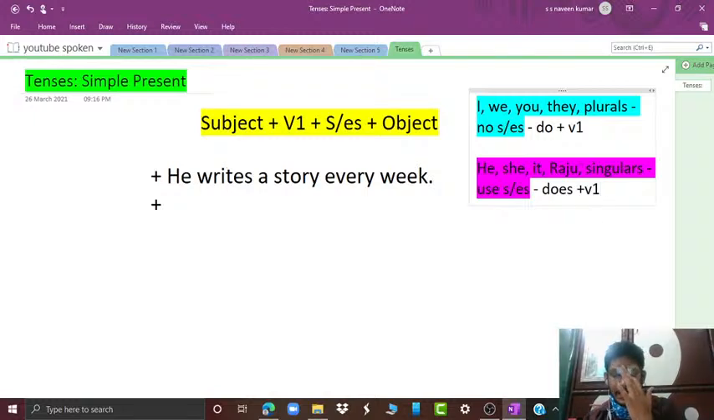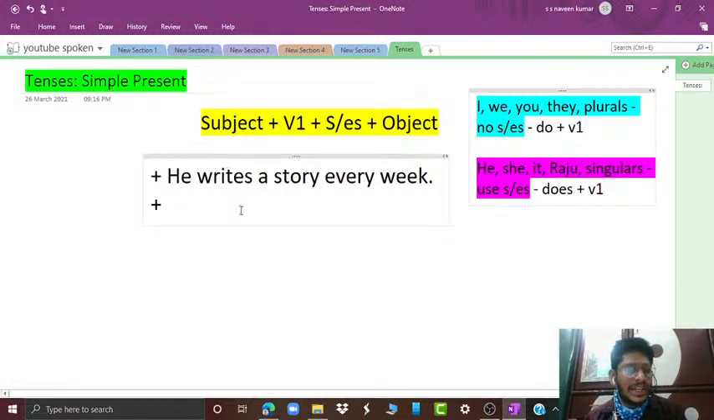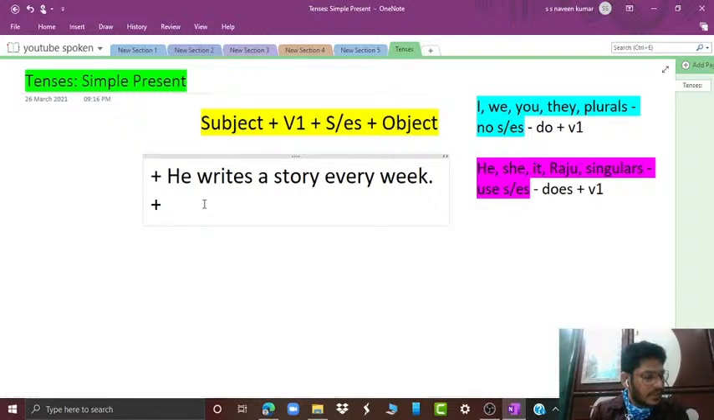So why to split like this? Why do we need helping verb? We need helping verb because if we want to write a negative sentence, then we have to use helping verb. After helping verb, we have to take not.